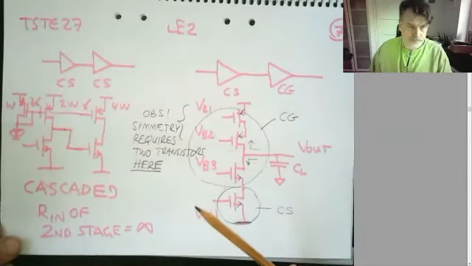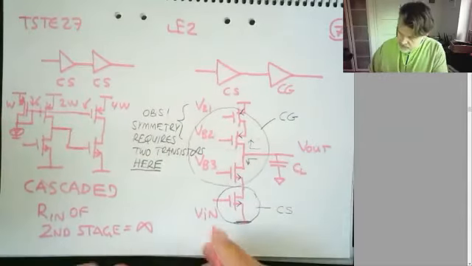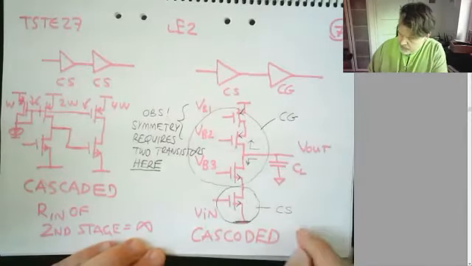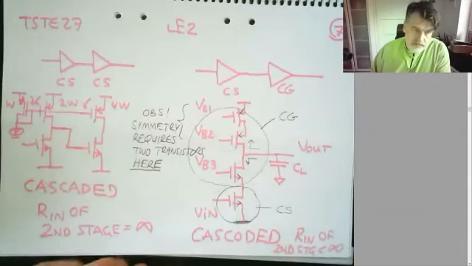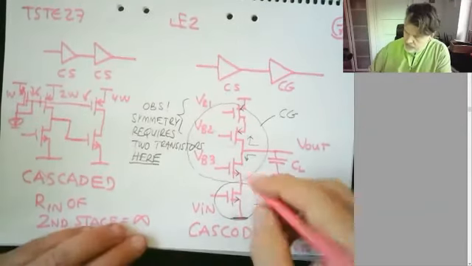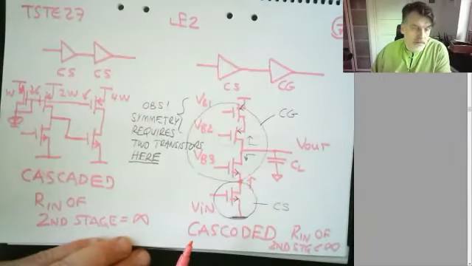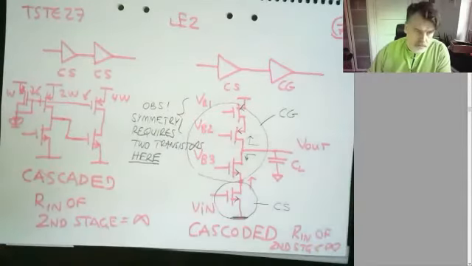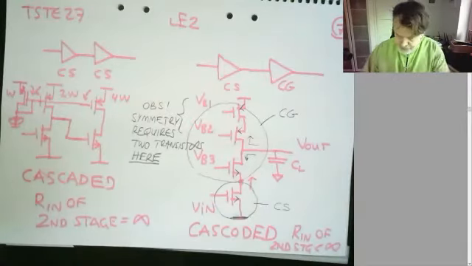All right. Okay, so that's the cascoded case then. And that means that R in of second stage is less than infinite. So if I look in here, the input impedance of this node is low. Well, it's considerable. It can be high, but it's not infinite. And we will come back to implications of this shortly.